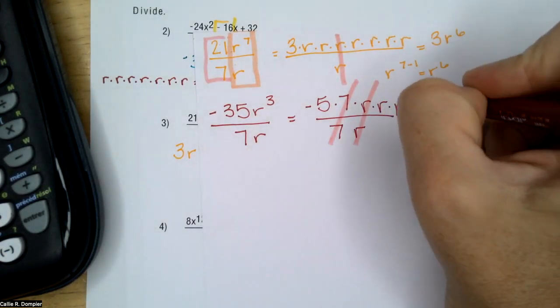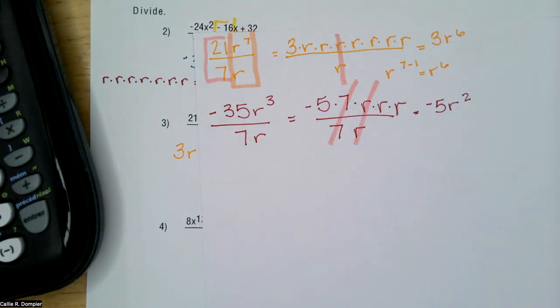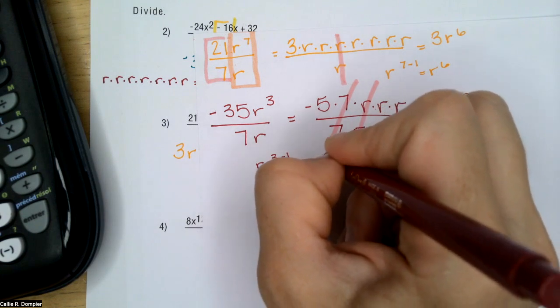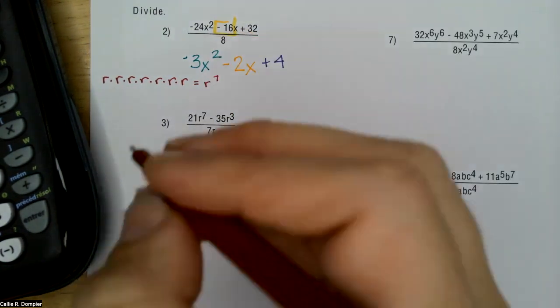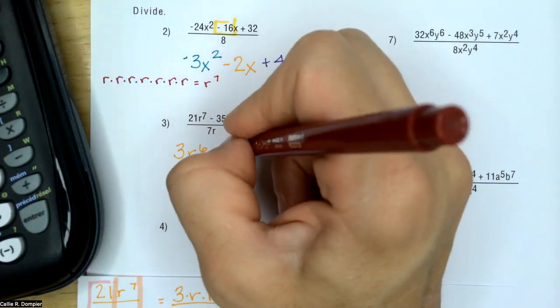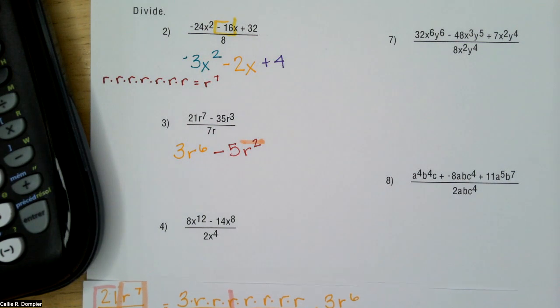So that becomes negative 5r times r, or r squared, which is also r to the 3rd minus 1, which is r squared. Good. So that's 3r to the 6th minus, because of that minus sign, 5r squared for number 3.